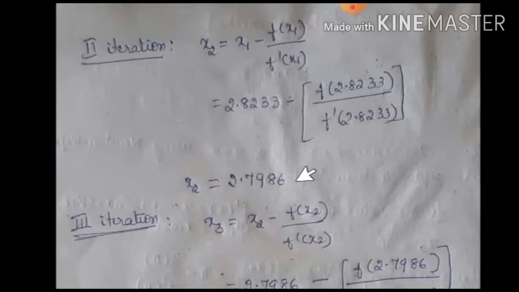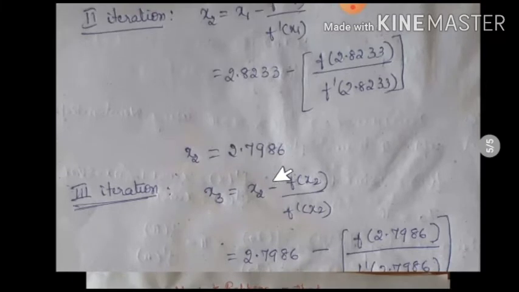2.7986. Observe that present iteration answer is this of x and previous iteration value is 2.8233. They are not same. We need to proceed this iteration method, step by step method, until I will get previous iteration and present iteration answer as same. Now proceed for the third iteration.